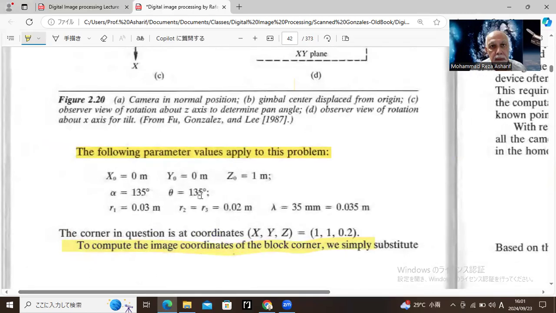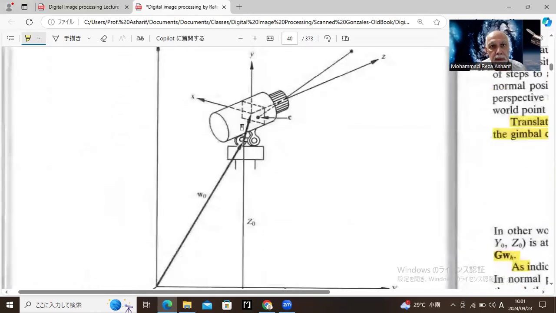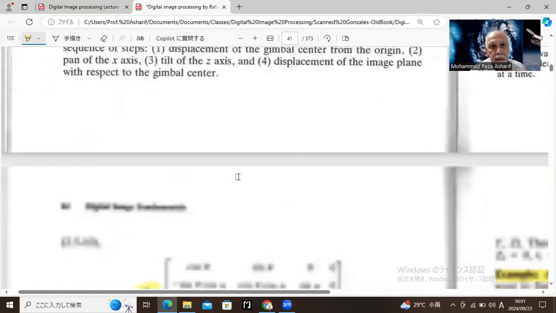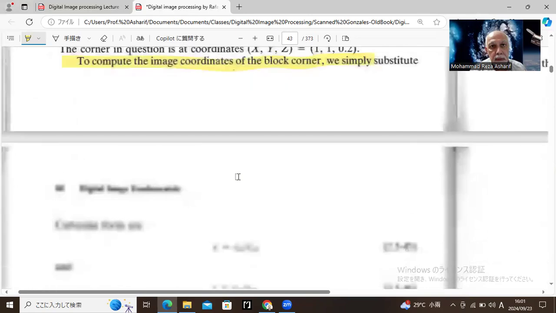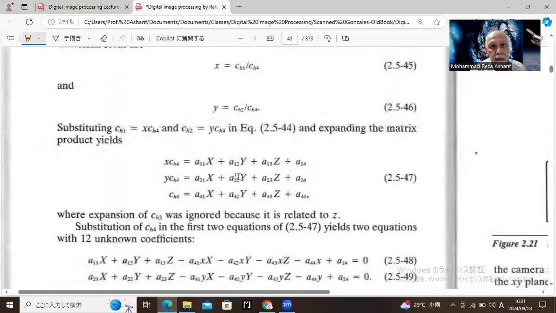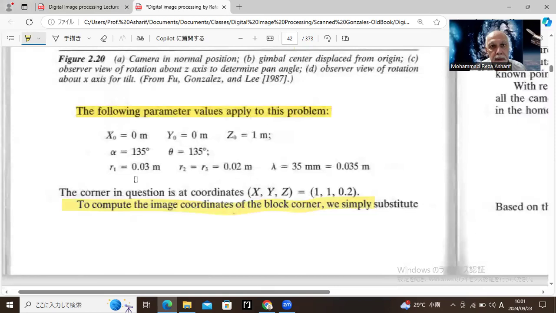Okay, so alpha theta are 135 degree, and R1, that is simply a gimbal point. This is gimbal from the standing. Here is R. So R is very small, not so big. This is the exact case. 0.03 meter, which is only 3 centimeter. R2, R3 is 2 centimeter, and lambda is 35 millimeter.